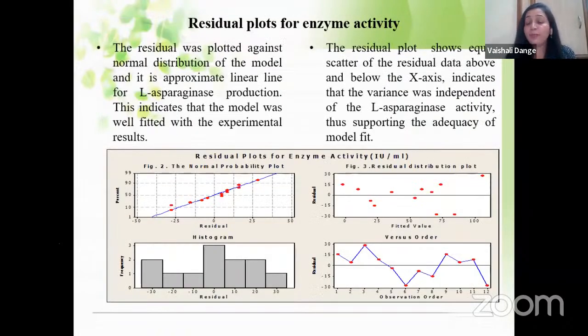Now these are the residual plots for the enzyme activity. Here you can see the residual distribution, which shows the red dots. This shows whether the L-asparaginase production is showing the highest or lowest with the different residuals.